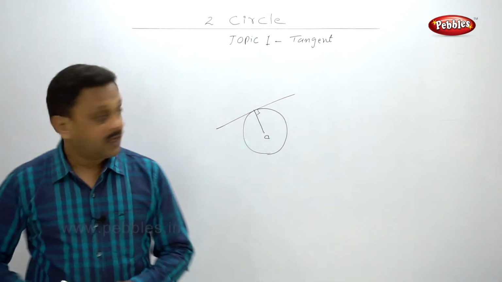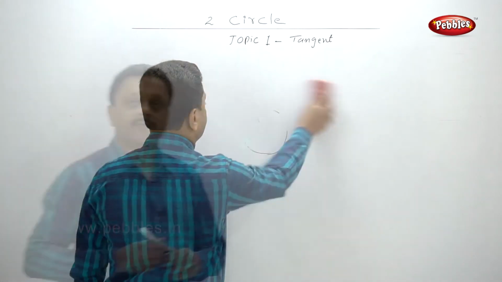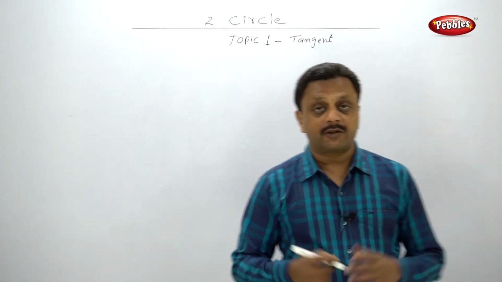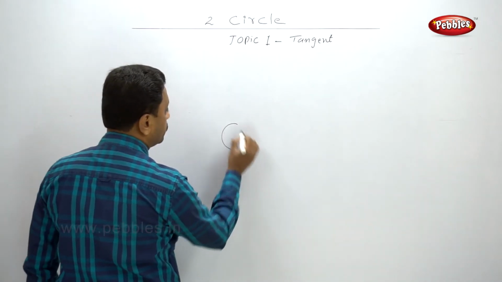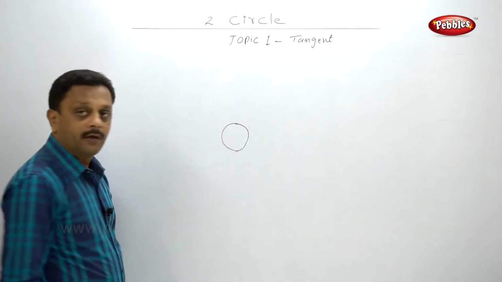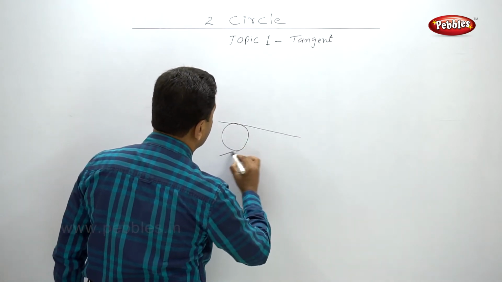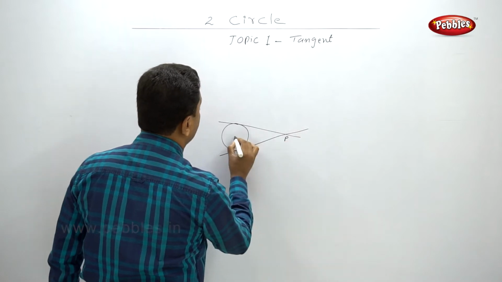Okay, another thing we are going to learn is the tangent segments. In the construction, you know the tangent segments. What are the tangent segments that you know? Suppose there is one circle, okay, and there are 2 tangents which are intersecting at an external point P.